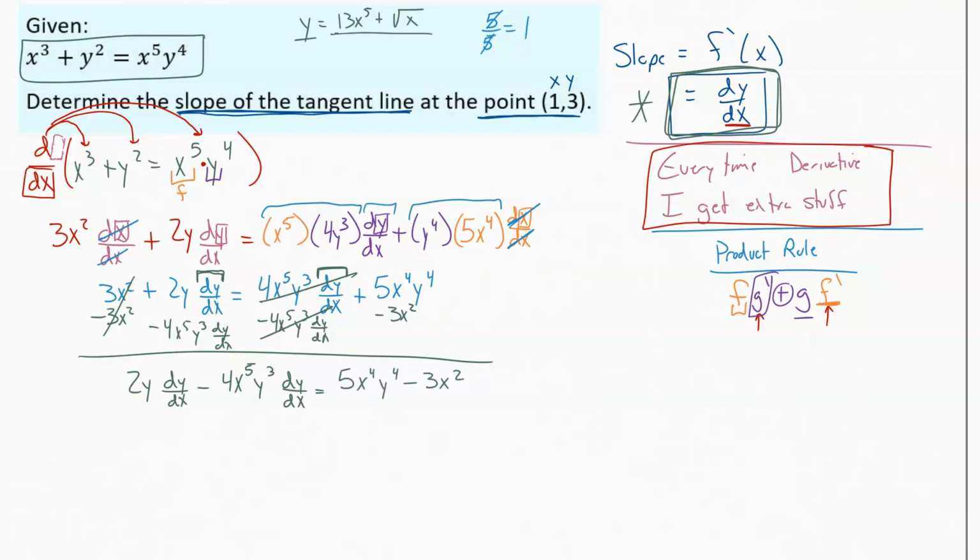The reason that you do this every time and why this works is because now that everything on this side of the equals has a dy dx in it, we can factor a dy dx out of everything. So we can pull a dy dx to the front, leaving us with 2y from that first term and then 4x to the fifth, y to the third from the second. So now we've gotten multiple dy dx's down to just one dy dx, which is going to make our lives a heck of a lot easier. And then this right side just stays the same.